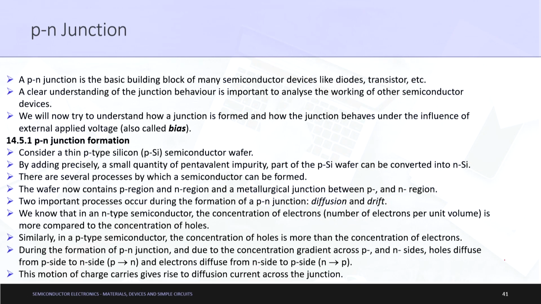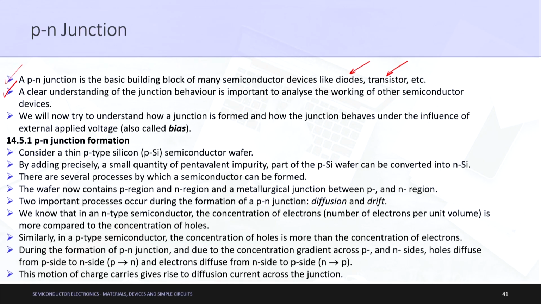Fine. So, let me first iterate and then we can move forward. The p-n junction is the basic building block of many semiconductor devices like diodes, transistors, etc. A clear understanding of the junction behavior is important to analyze the working of other semiconductor devices. Because the p-n junction is the basis of the majority of the things we will understand in subsequent classes of this chapter, it is important to understand the p-n junction, so that we can understand diodes, transistors, etc., which will come in the later part of this chapter.